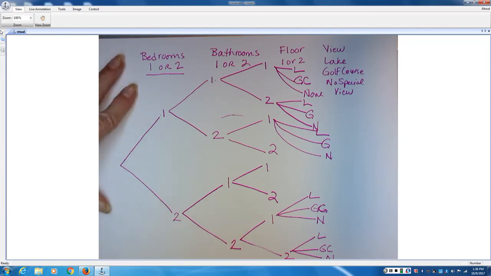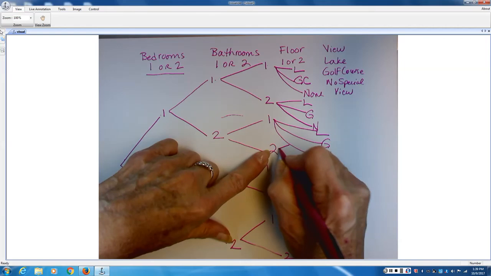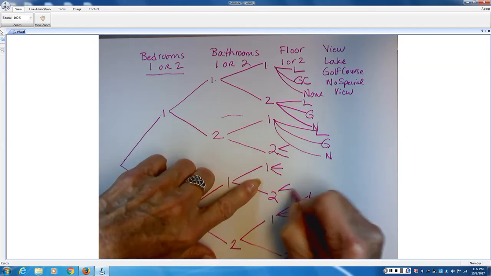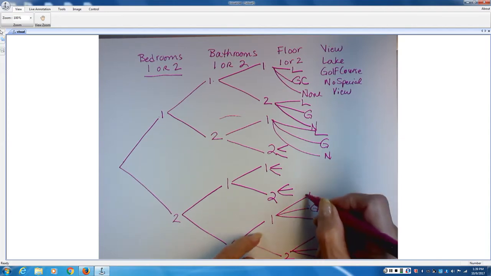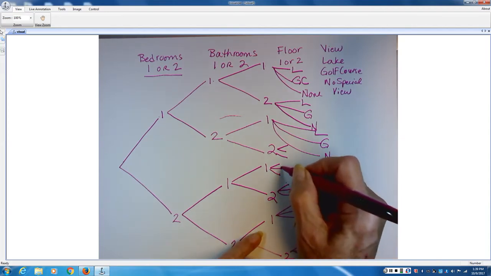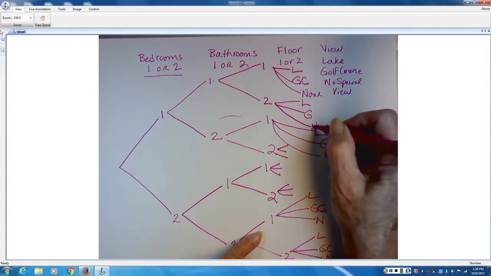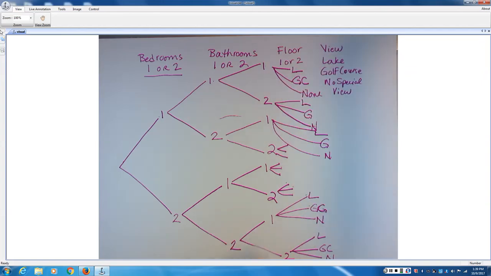So that's why the fundamental counting principle actually comes out the way that it does. If we actually filled out all of these, we would have 1, 2, 3, 4, 5, 6, 7, 8, 9, 10, 11, 12, 13, 14, 15, 16, 17, 18, 19, 20, 21, 22, 23, 24 different options. Okay?